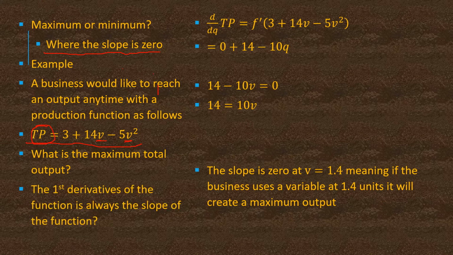Now, in determining the maximum total output, first, of course, we have to determine the first derivative of the function, because as it is said here, the maximum or minimum could be derived every time the slope is considered to be zero. Kung saan i-equate natin siya sa zero para malaman natin if that is considered to be maximum or minimum. So first thing is finding the first derivative of this function. Now, if we find the first derivative of this function, then it follows in here.